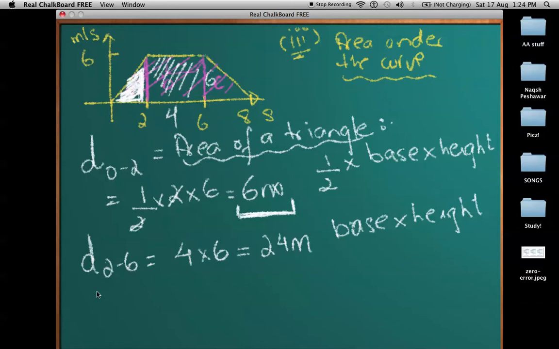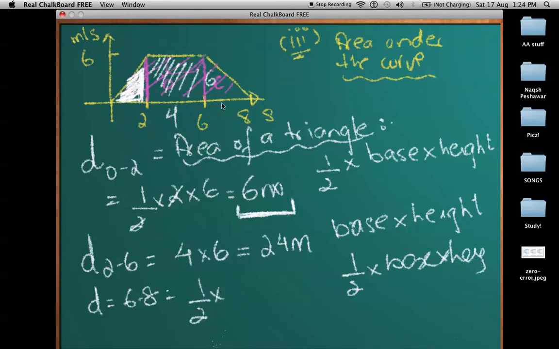Now see how much distance it travels from 6 to 8. Okay, this is again a triangle, so the same formula applies, half base times height. So half times the base, this distance is 2, and the height is 6. Again, half times 2 times 6 gives me 6 meters. So this again traveled a distance of 6 meters further while it was decelerating.